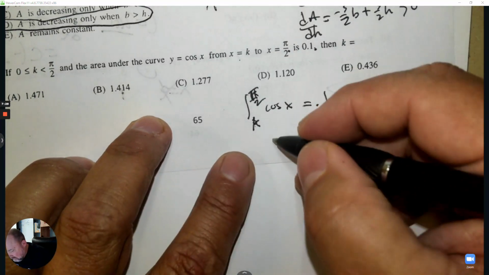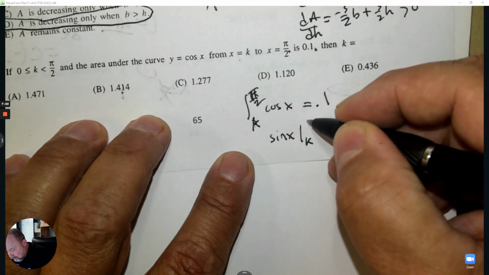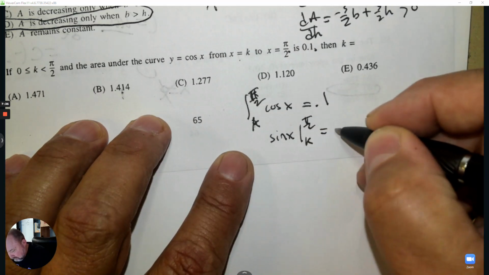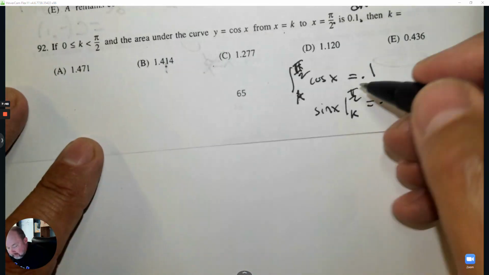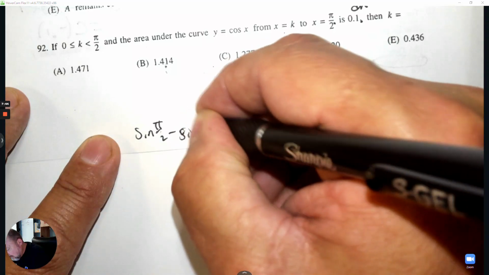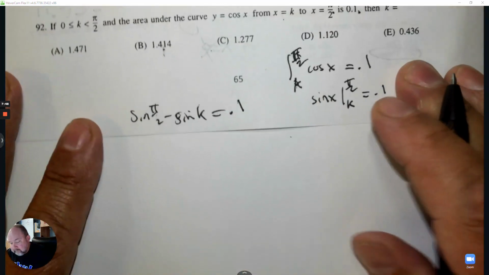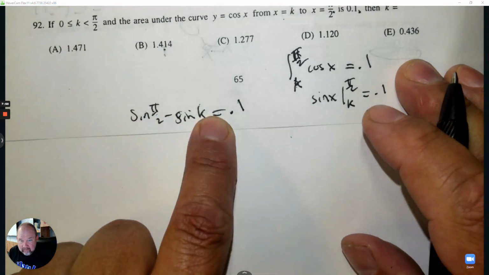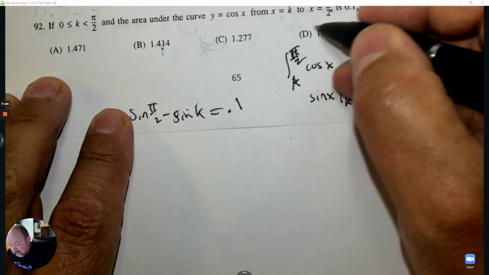So I'm going to integrate this from K to pi/2. And then I'm going to solve it. So I'm going to plug in pi/2 minus plug in K and make it equal to 0.1. And then you're going to use your calculator, go comma K and solve it. And the answer is D.